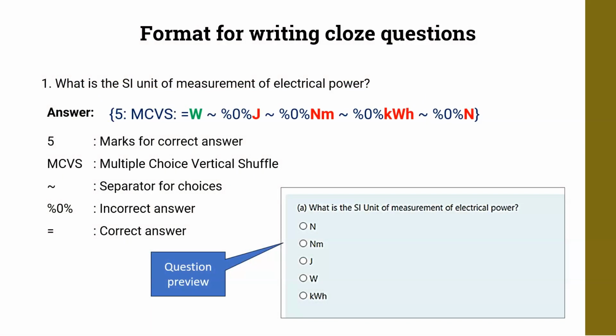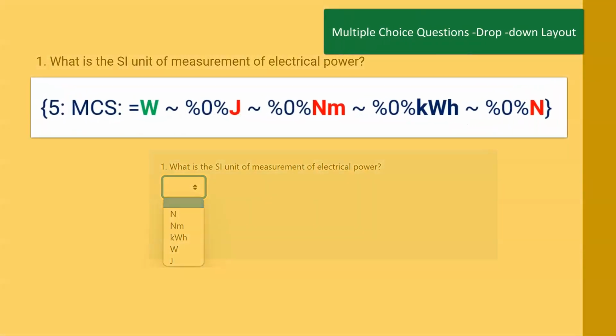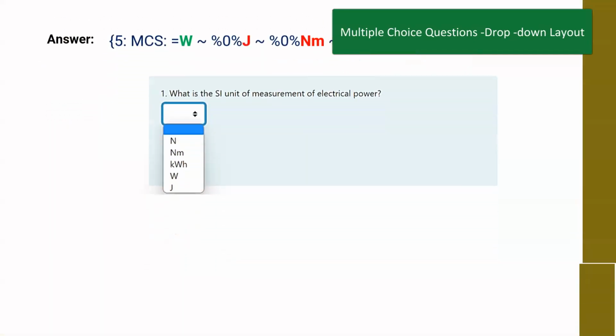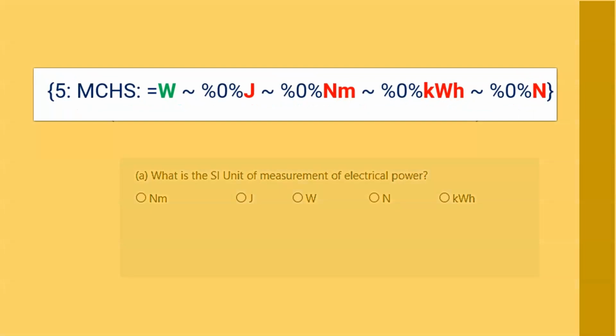When inputting these questions into the question text field in the embedded answers or cloze question types in Moodle, it is important to avoid any spaces between characters. If you want to leave a space between the choices and the radio buttons, for better appearance, use non-breaking space in the HTML code. If you write MCS instead of MCVS, without V, the choices will be in a drop-down as shown. If you write MCHS instead of MCVS, the choices will be in a row.